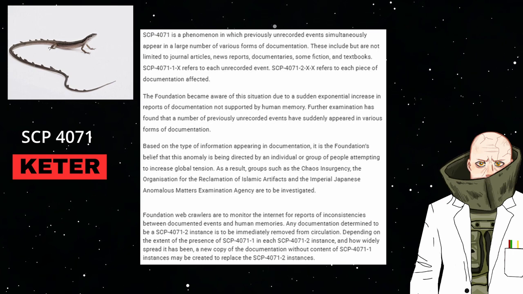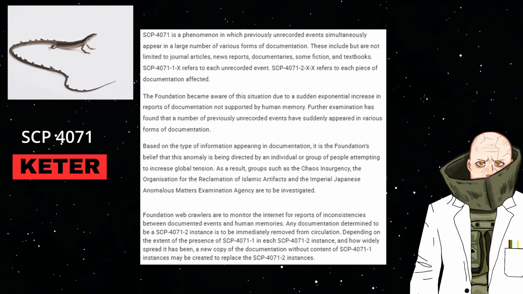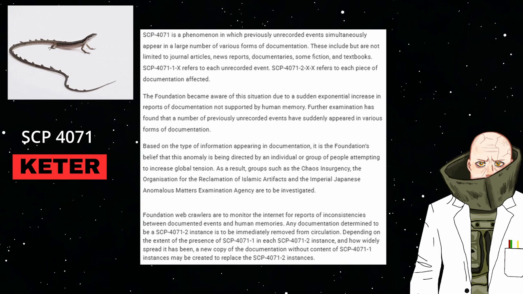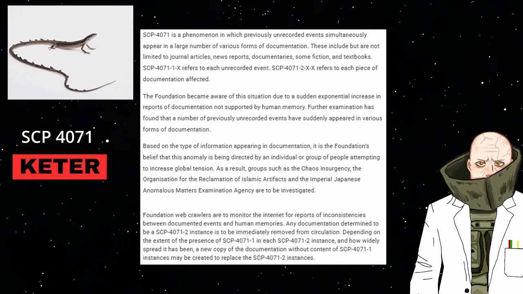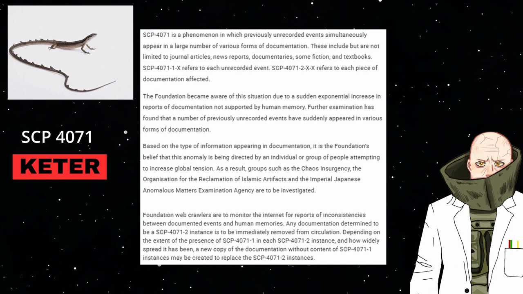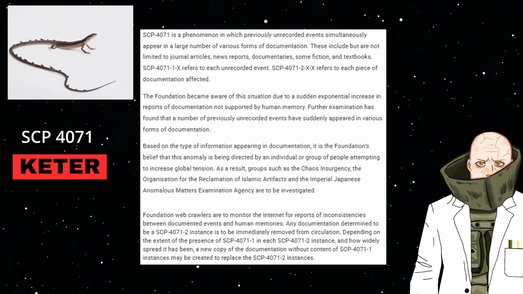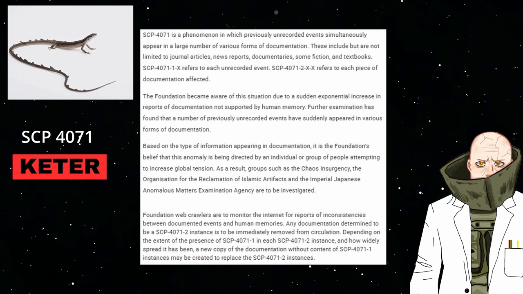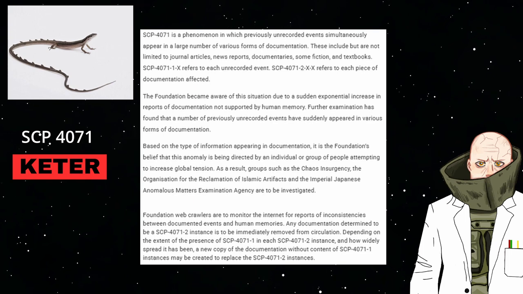As a result, groups such as the Chaos Insurgency, the Organization for the Reclamation of Islamic Artifacts, and the Imperial Japanese Anomalous Matters Examination Agency are to be investigated. Foundation web crawlers are to monitor the internet for reports of inconsistencies between documented events and human memories.